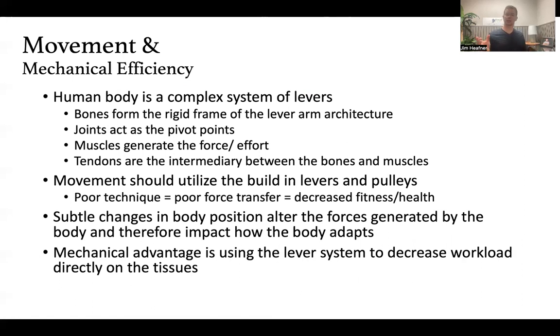Mechanical advantage is appropriately using that lever system that we have to decrease the workload that goes through our tissues. The goal should be to minimize the physical stresses that go through the body by maximizing quality movement. And quality movement doesn't mean perfect posture, but it means using lines or chains of muscles together so that no individual part is taking on too much strain repetitively.